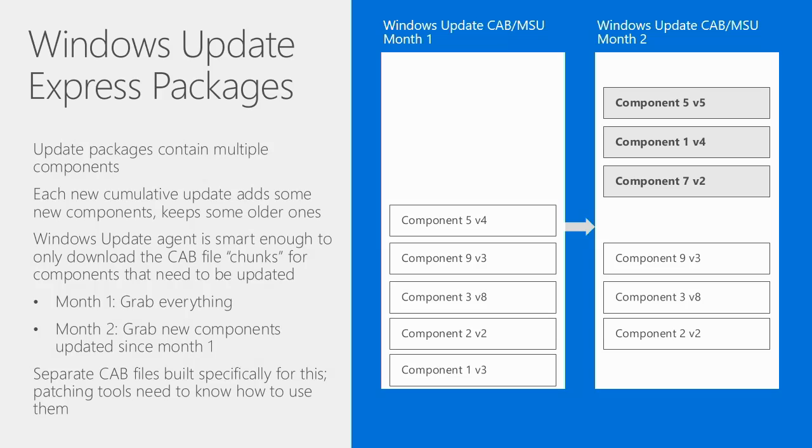So for the bulk of the 400 plus million PCs running Windows 10 that point directly to the internet to get their updates, this happens automatically. They always figure out what new components are needed, and they just download those new components. So they're only downloading roughly about 100 to 150 meg per month.